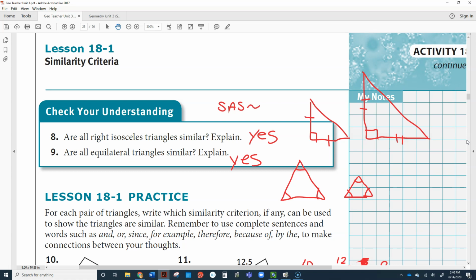Are all equilateral triangles similar? Yes, and the reason is that if they're equilateral, they're also equiangular. And if they're equiangular, then I have angle-angle similarity.